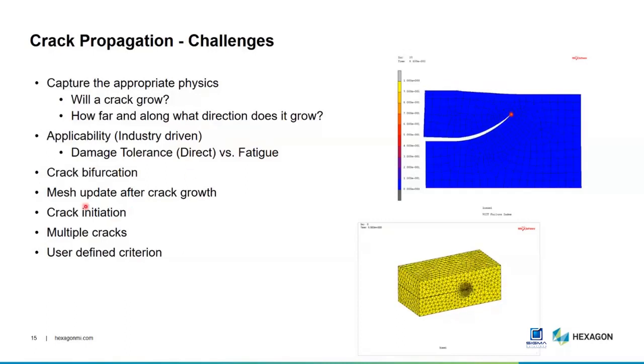Crack initiation can also be simulated. If you don't have a crack in the model, and you have certain criteria, for example if the stress exceeds a certain limit, then you want to create the crack. So you can create the crack and then model multiple cracks as well. You can also have your own user defined criterion for cracks. So heat, damage due to the Mullins effect, and crack propagation can all be modeled within the MSC Marc Mentat product.